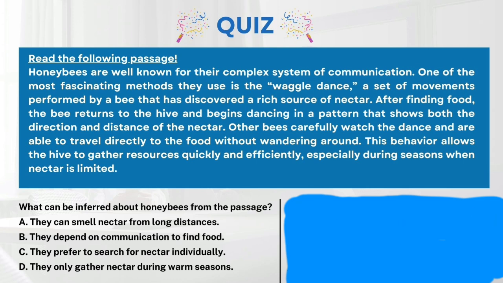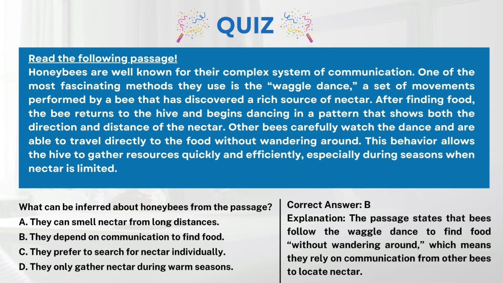What can be inferred about honeybees from the passage? A. They can smell nectar from long distances. B. They depend on communication to find food. C. They prefer to search for nectar individually. D. They only gather nectar during warm seasons. The correct answer is B.